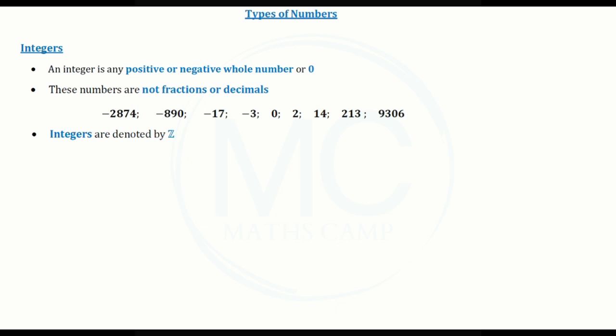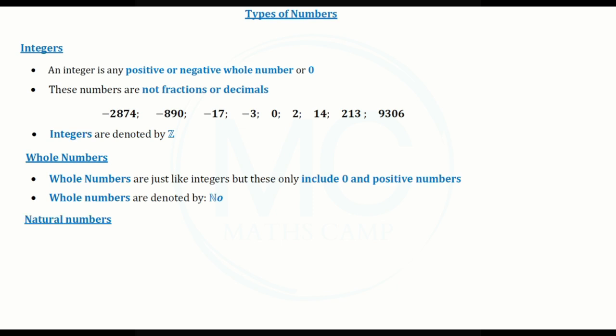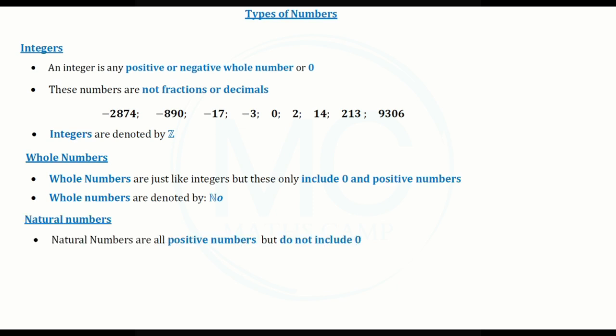Next, I want to look at whole numbers. Whole numbers are just like integers, but they only include zero and positive numbers. Whole numbers are denoted as N0. Finally, let's look at natural numbers. Natural numbers are only positive numbers and do not include zero. Natural numbers are denoted as N. Please keep these basic details in mind as we will use them throughout this course.